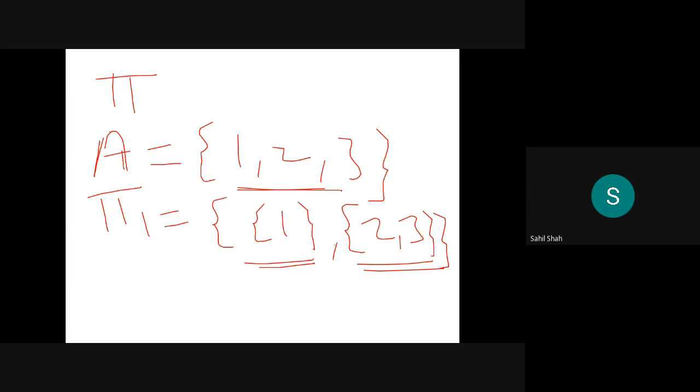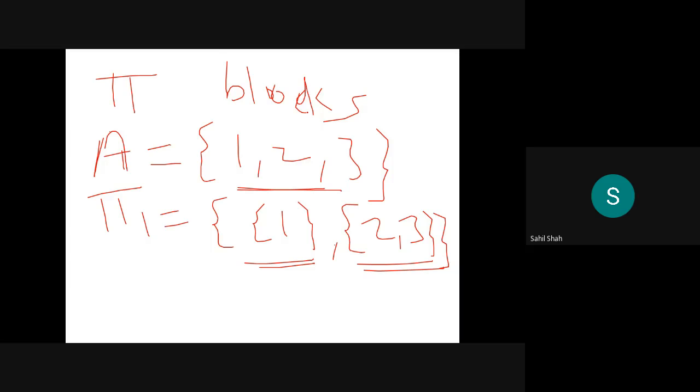Further to this, we are observing there are two elements of pi1, namely one subset {1} and the other subset {2, 3}. These elements of a partition are known as blocks. So first of all, you define a partition and thereafter you have the concept of blocks. What are these blocks? These are the elements of the partition. So for pi1, I am having two blocks. The first block is {1} and the second block is {2, 3}.